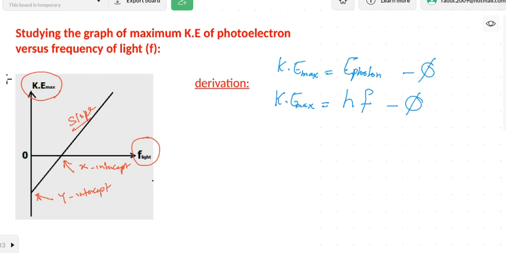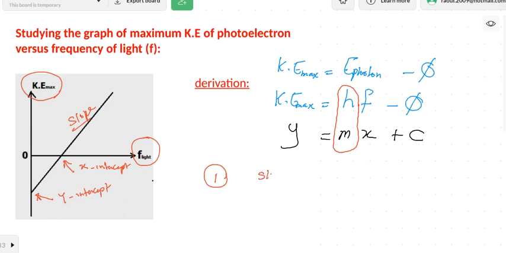Now, if we compare this formula with the formula of a straight line, y equals mx plus c, or b, depending on the curriculum. Does that make sense? So if we compare these two equations, we realize that the slope of the straight line equals Planck's constant. So the first thing we conclude from this derivation is that the slope, or the gradient, of the line m should be equal to Planck's constant, which is very important. So we finished the meaning of the slope.